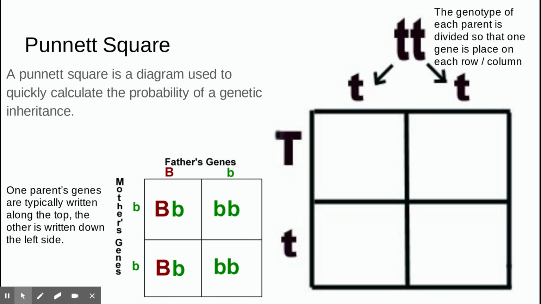All right, ladies and gentlemen, part 3 of our video series on genetics. This time we're looking at Punnett squares. So Punnett squares are obviously this square grid-like diagram.